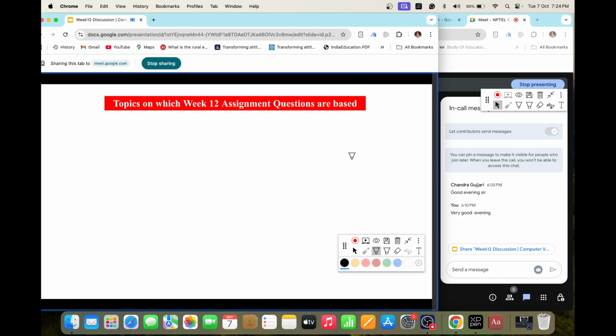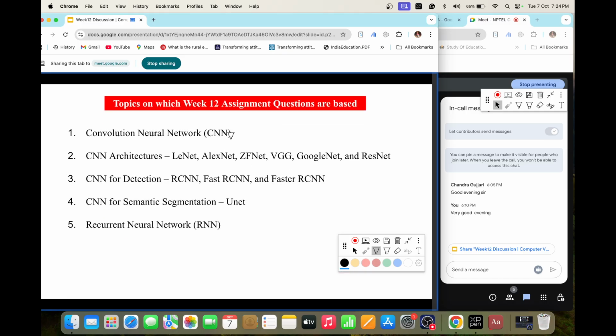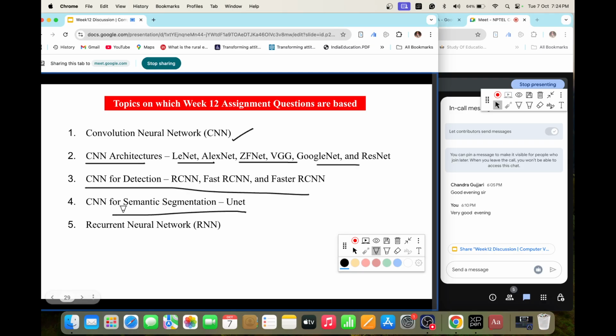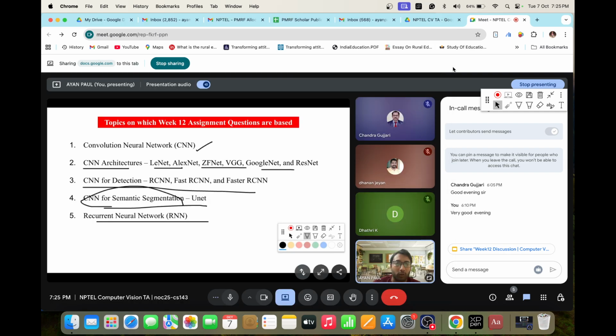So what we have learned regarding convolutional neural networks, then different CNN architectures: LeNet, AlexNet, ZFNet, GoogleNet and ResNet, CNN for detection, and then CNN for semantic segmentation, just segmentation we have read, and then RNN, that is the recurrent neural network. So that is regarding the whole theory session.